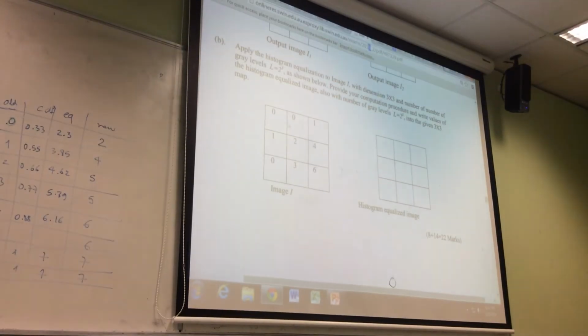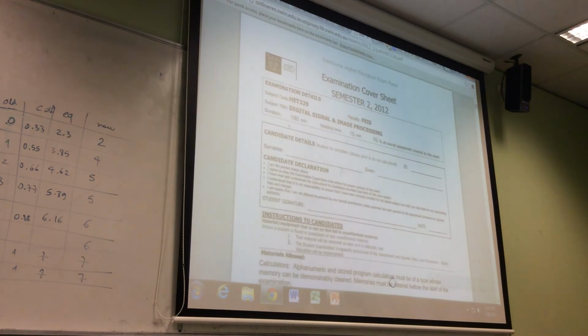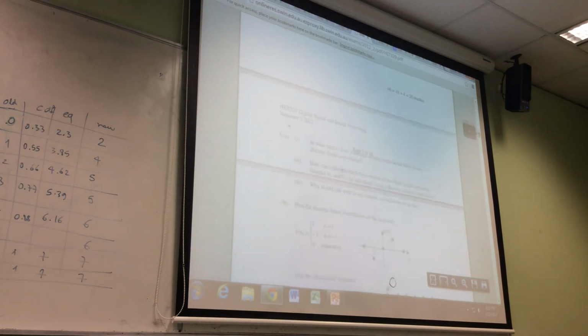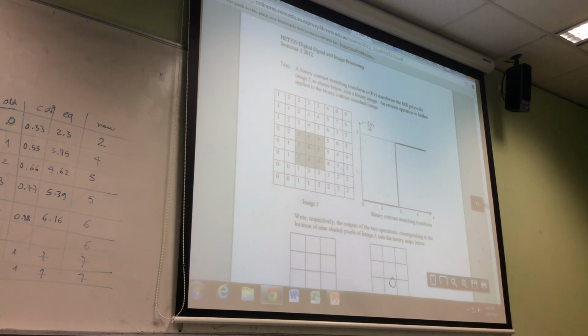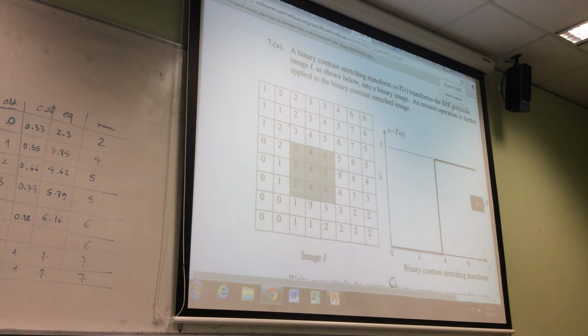You can do this in 2003, and in 2002 I think it's similar. 2012, sorry. Alright, this one is actually easier.